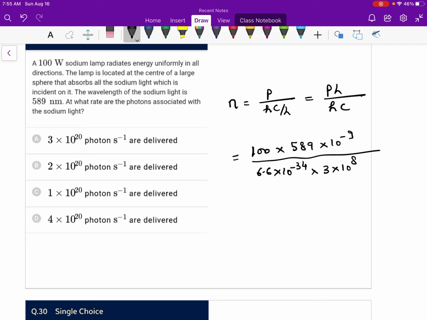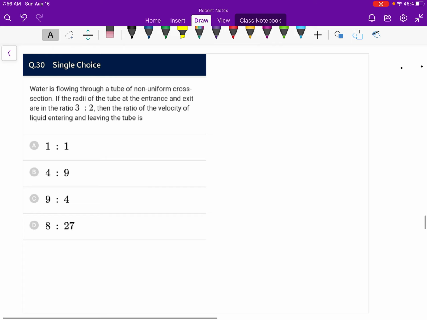So 9 8s are 72. Okay, so 17 upon 10 to the power minus 34, so 10 to the power minus 17. So this is 10 to the power 19. So 10 to the power 19 into 589 upon 6.6 into 3. Guys, 6 3s are 18, so let's take it approximately 20. And 589, let's take it approximately 600. So 600 upon 20, that is 30. So this is approximately 3 into 10 to the power 20 photons per second. So A is the correct option.